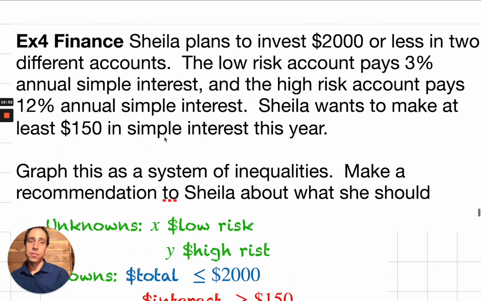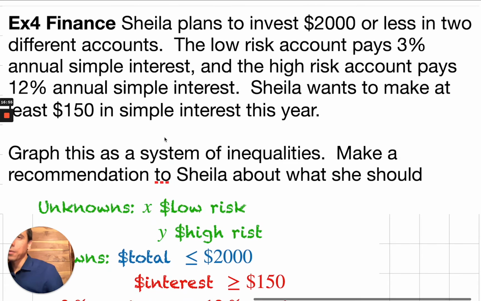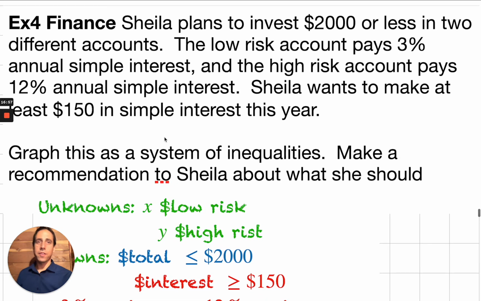It's long. Let's do this again. Example 4, finance. Sheila plans to invest $2,000 or less in 2 different accounts.